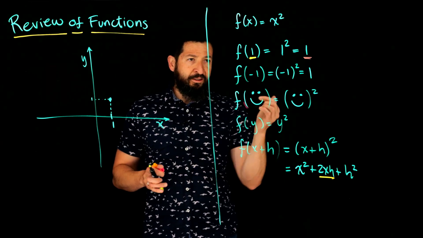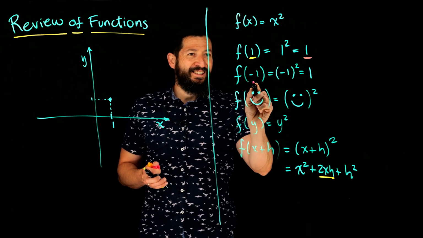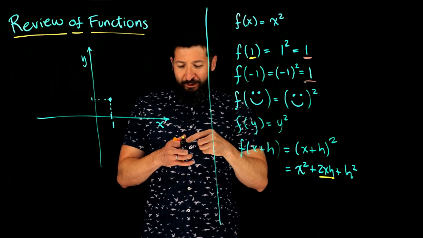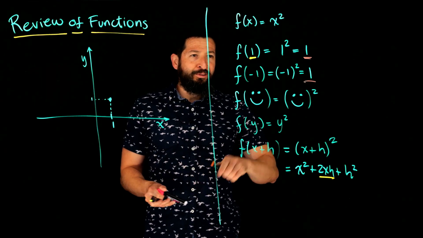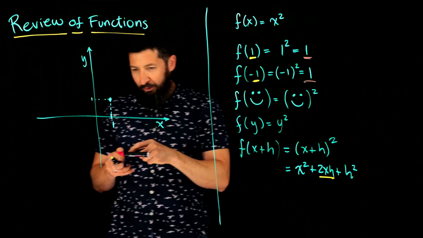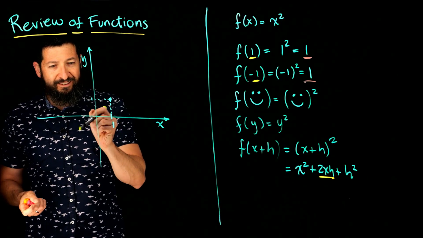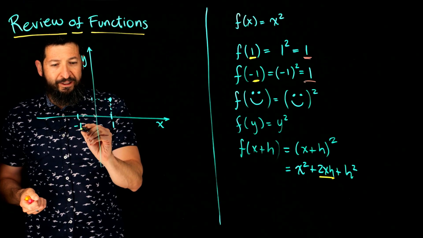I also graphed this point. Whoop, good catch. This point right here, where I had x equals negative 1. So I'm going to go to negative 1 for the x. And you bet I'm not going to edit that one out.